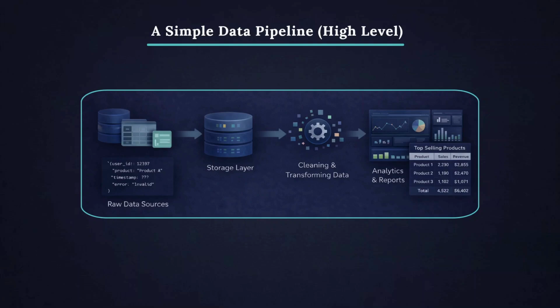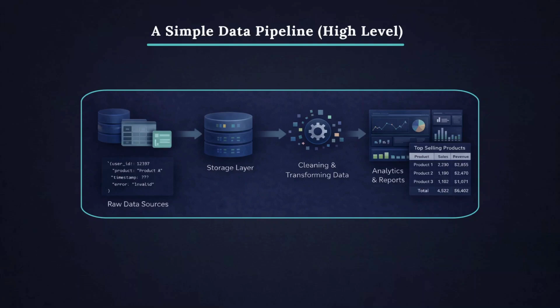So, the first step in a data pipeline is to bring all of this data into a central storage layer. This step is often called data ingestion. Depending on the company, this storage layer could be a data warehouse or a data lake or something similar. But the main idea here is simple. Instead of data being scattered everywhere, we store it in one place.